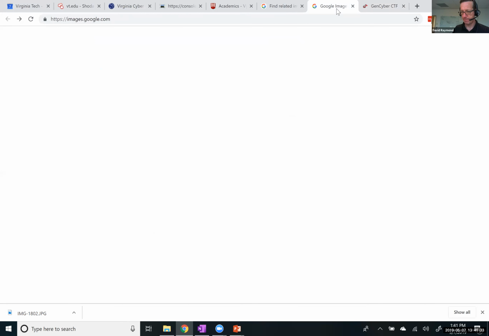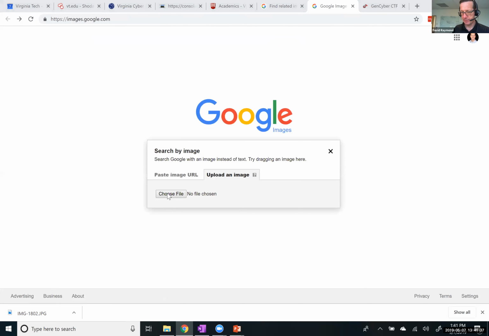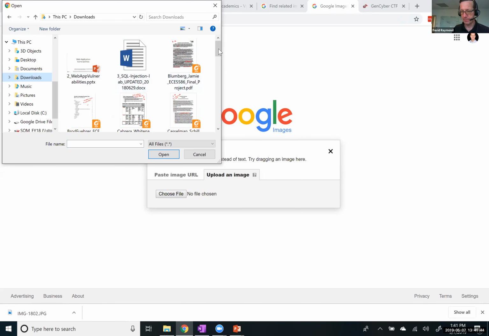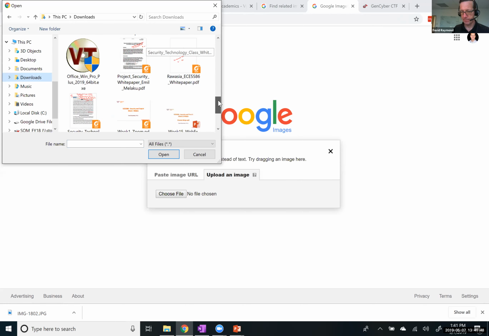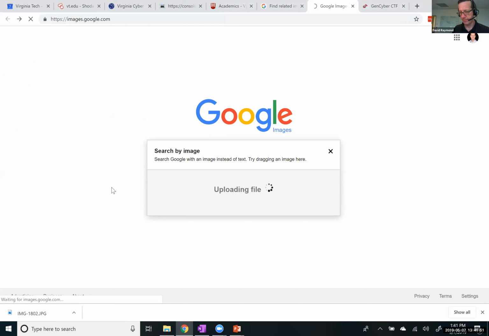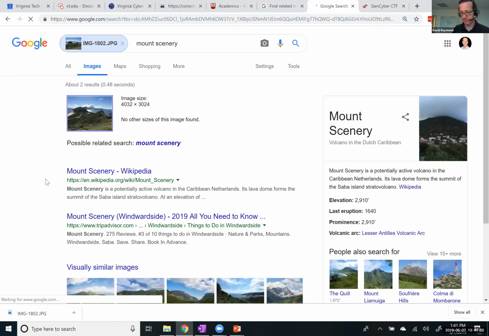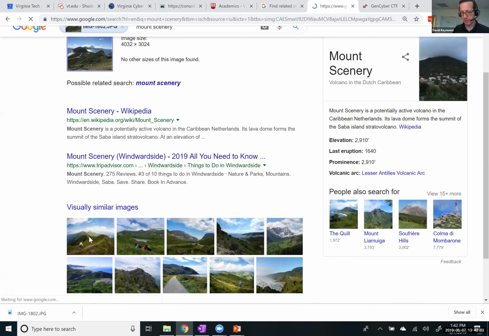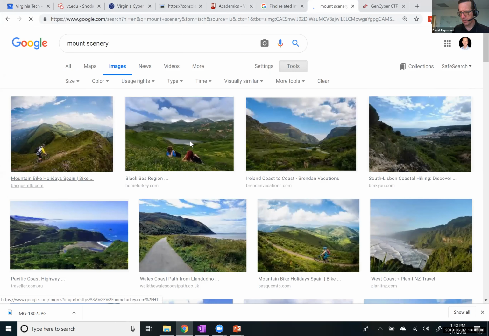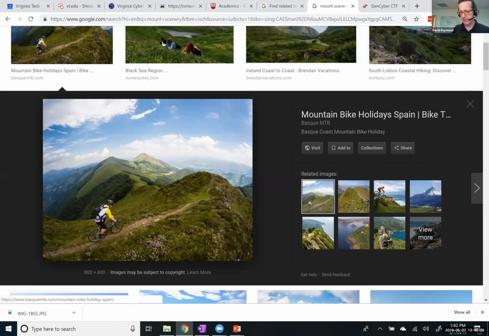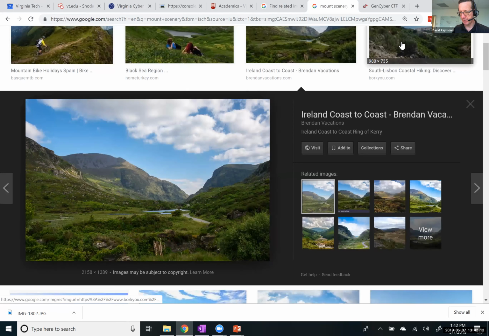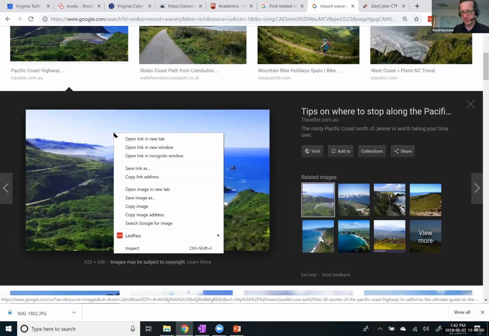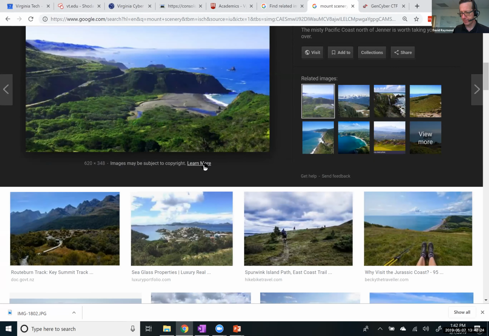I should say, I don't think this is going to get you anywhere, but I think it's useful to show how this works. Okay. Here's some visually similar images. Yeah, these are visually similar, but there's not an ocean. That's the Lisbon coast. Pacific Coast Highway. Yeah, this probably won't get you what you want.